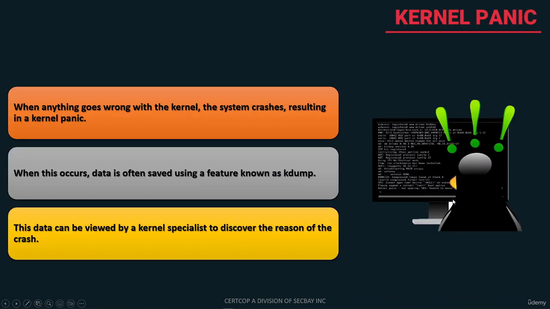So then we have kernel panic. When something goes wrong, the system crashes, resulting in what's called a kernel panic. Data is often saved using a feature known as kdump, so this can be viewed by a kernel specialist to discover the reason for the crash. Kernel failures happen when the Linux kernel stops running in memory, causing the system to crash.